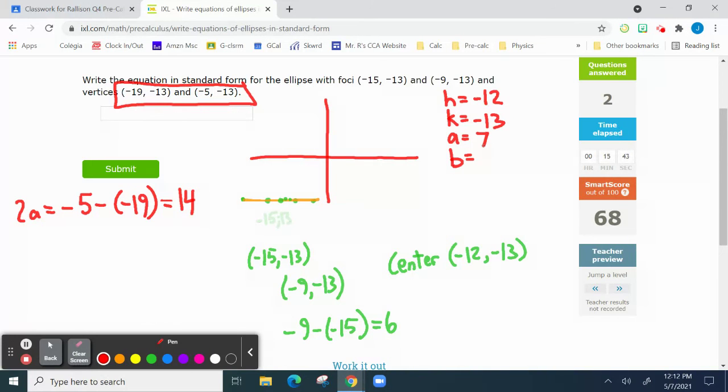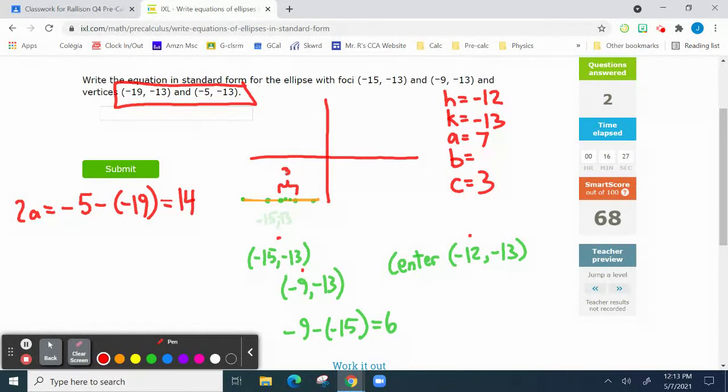C. No, we don't. Yes, we know. We can find c easy enough because that's what we need to find. So c is what? C is the distance from the center to one of the foci, right? And we actually already had to figure that out. So the foci goes from negative 15 to negative 9, and the center's at negative 12. So the distance between the center and one of those foci is going to be 3. So C is 3.